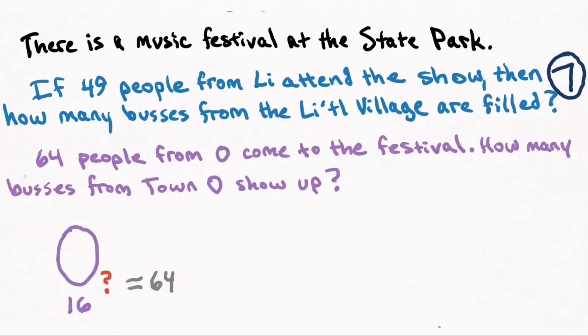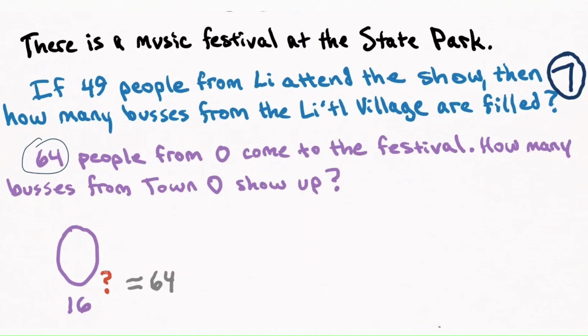All right, so let's do this next one. 64 people from Town O come to the festival. How many buses from Town O show up? Okay, now the other one was just kind of easy, so I just kind of breezed through that, but let me actually break this down and do it correctly. If you get in the habit of just doing this every single time, you cannot go wrong, and you won't get tripped up and flip numbers on accident and end up getting the wrong number on a test, even though you're doing everything else right.